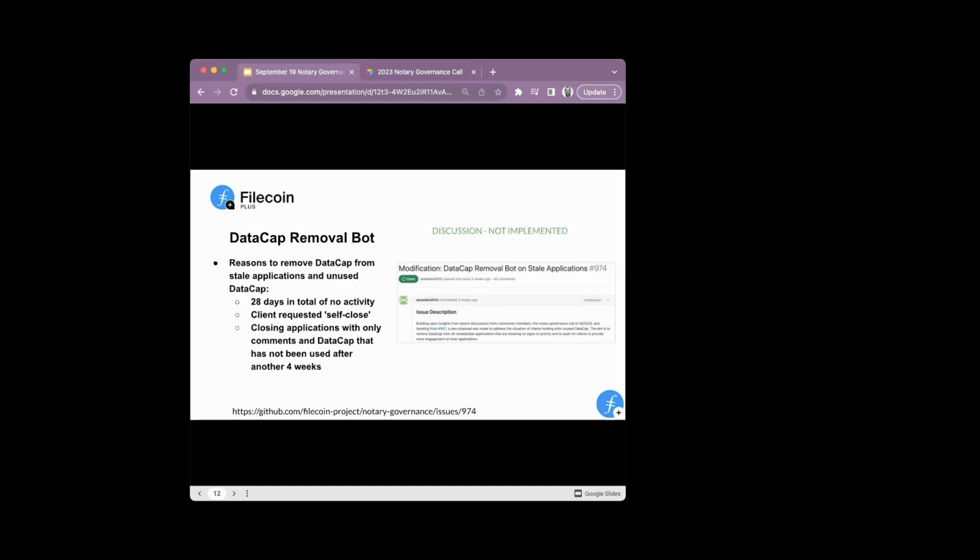Lastly, would be clients only posting comments to keep their application active and not using data cap after an additional 4 weeks. So 8 weeks in total would have the data cap removed as well. Carrie, can we go to the next slide, please?